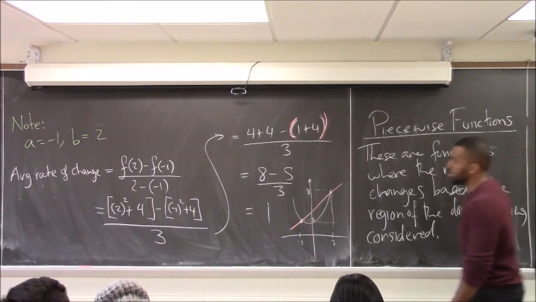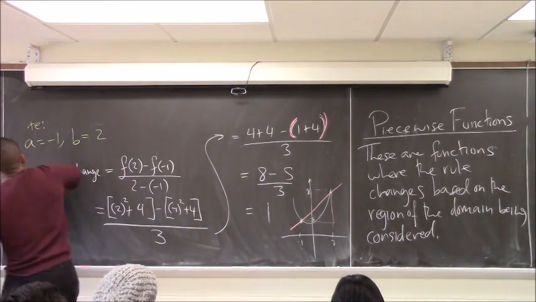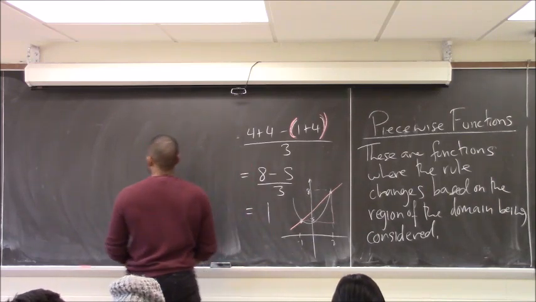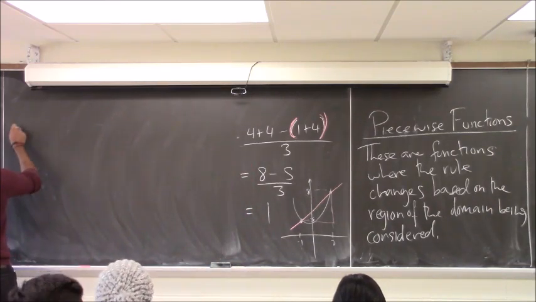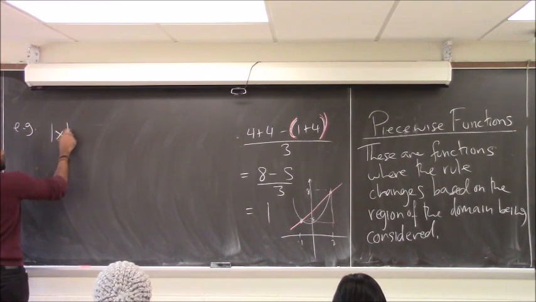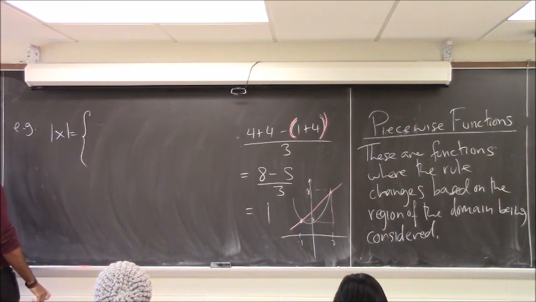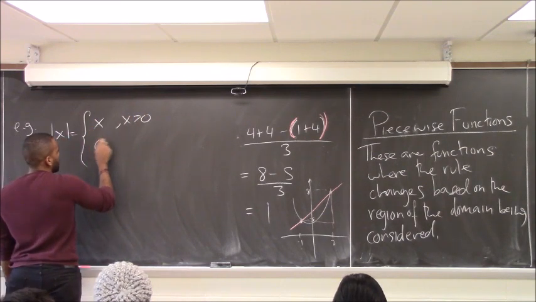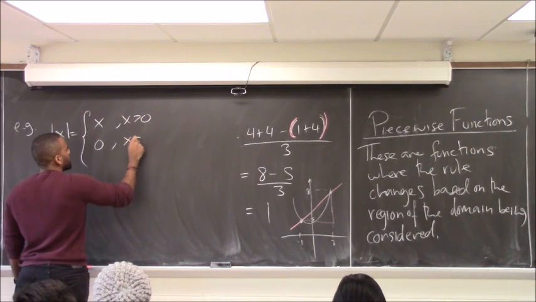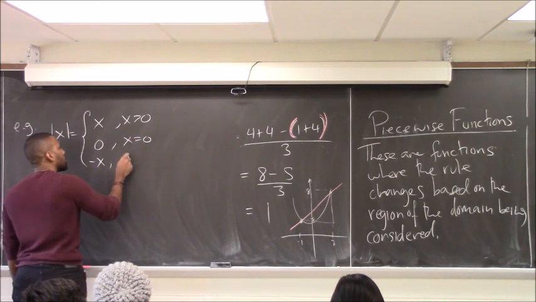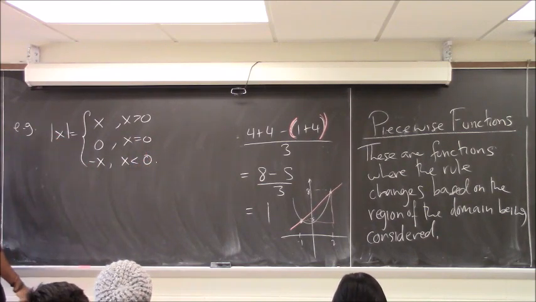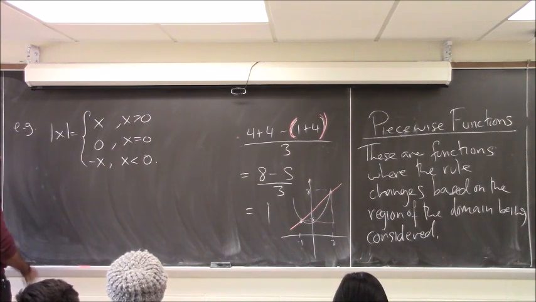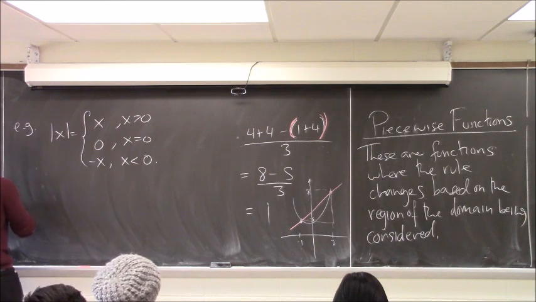We've seen many examples of piecewise functions. Probably the most famous piecewise function is the absolute value of x function. You understand that it was a piecewise function because if our x was positive, it gave us something different from 0 versus negative. So the rule that you apply will change based on the region of the domain that you're looking at. So that's the notation.